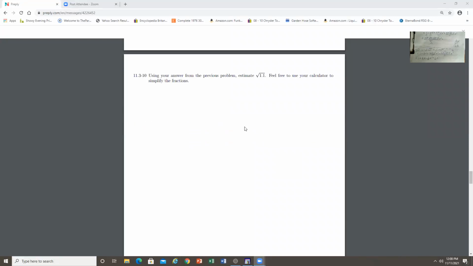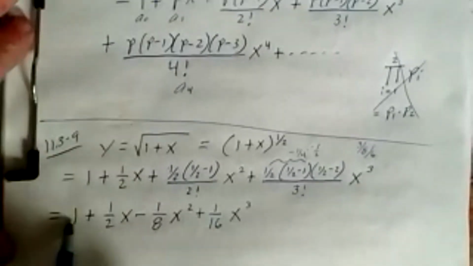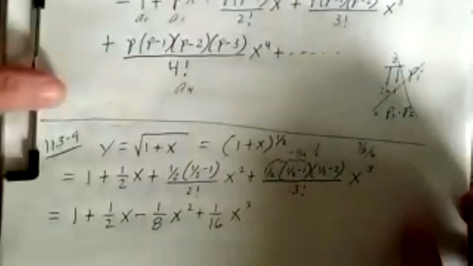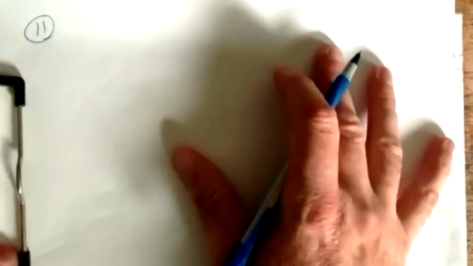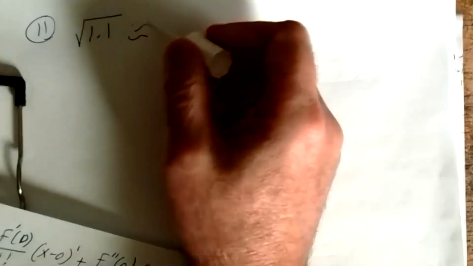Now it says, using your answer from the previous problem, estimate the square root of 1.1. So they want us to estimate the square root of 1.1. Well, we can use this because we have the expansion here. So we will do that on the next page, page number 11. The square root of 1.1 is going to be approximately equal to, well, hold on a second. It's not approximately equal to in this.